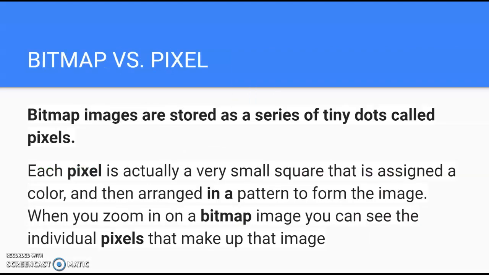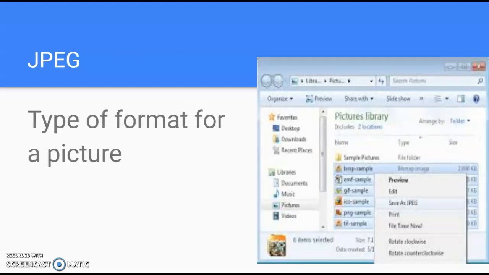So, a bitmap versus a pixel. Each bitmap image is stored as a series of little dots called pixels. The pixels are very small squares that are assigned a color, and then they're arranged in a pattern to form a picture. When you zoom in on a bitmap image, you can see the individual pixels that make up that image. So the better your camera is on your cell phone, probably the higher the pixels are for that.